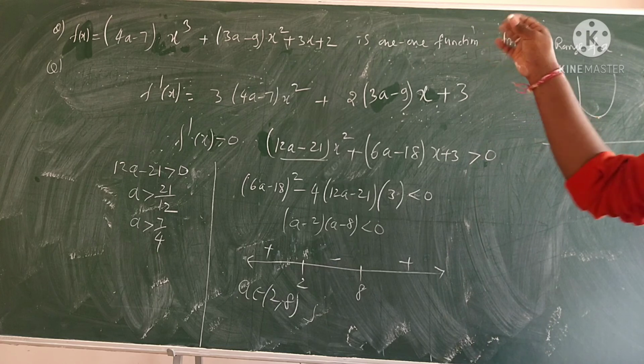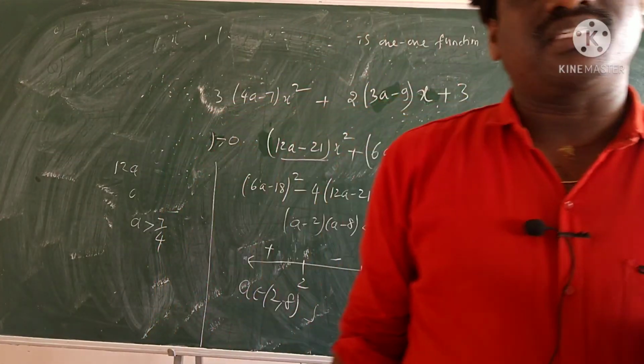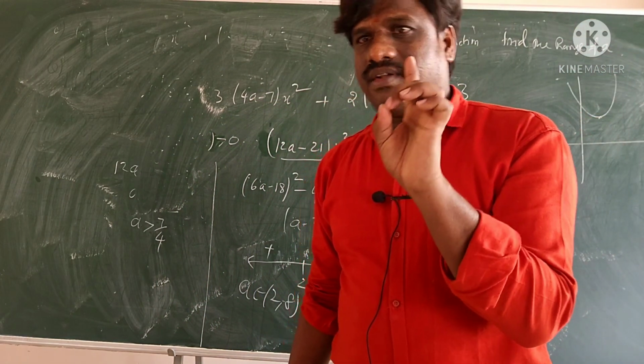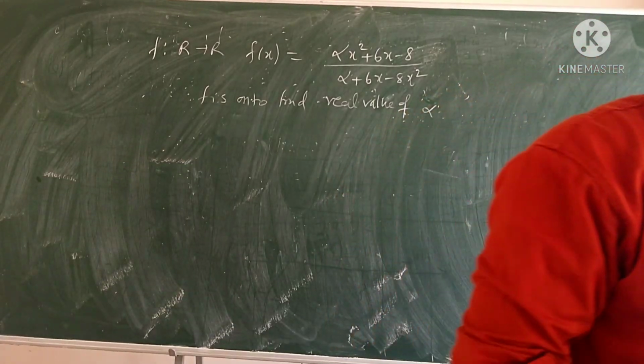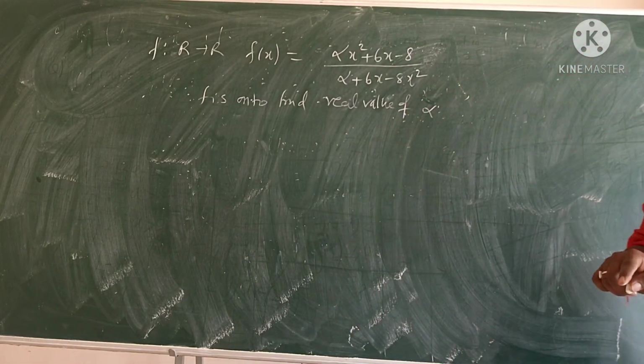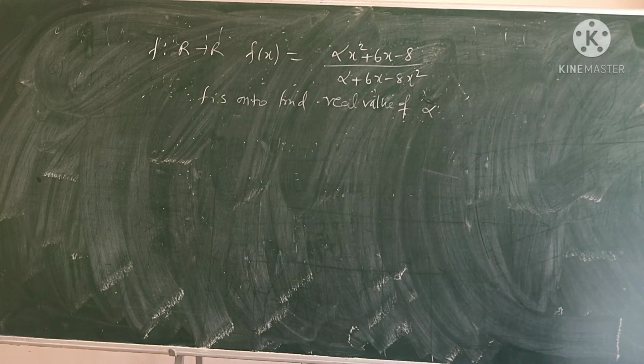An important question, make a start. You can use f dash of x greater than 0 or less than 0, anyone can use it. From the previous question, you have learned one-one. Now this question is saying f from R to R, f of x is equal to (alpha x square plus 6x minus 8) upon (alpha plus 6x minus 8x square). If f is an onto function, find the real values of alpha. You can do this.